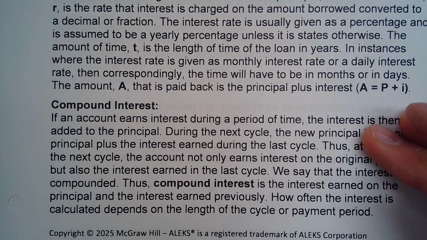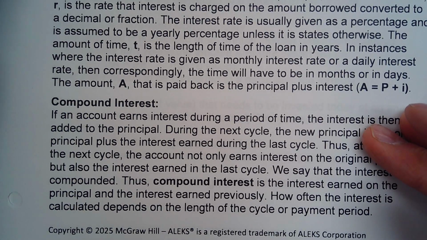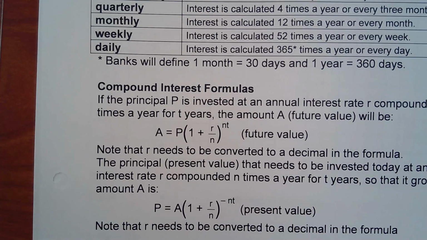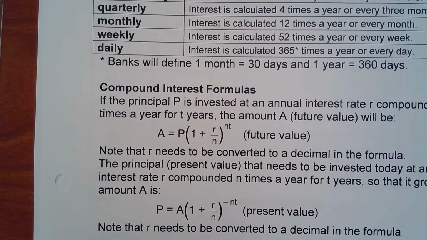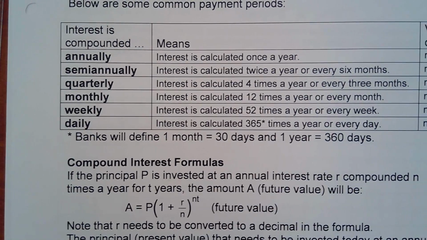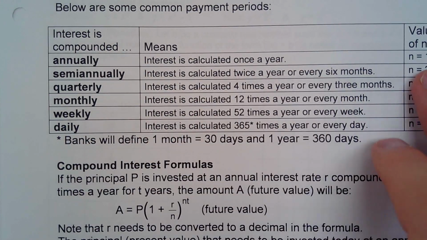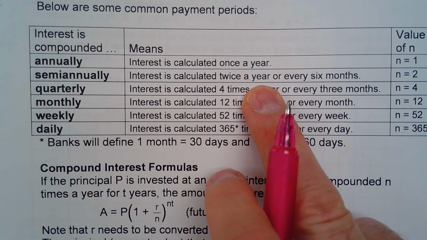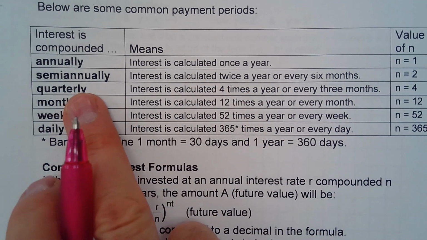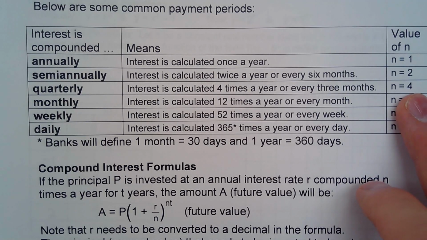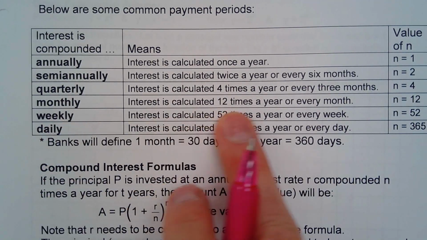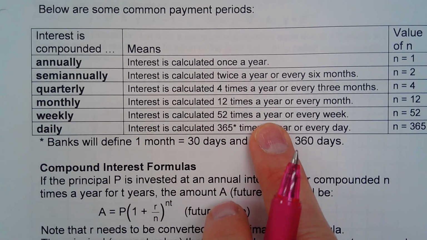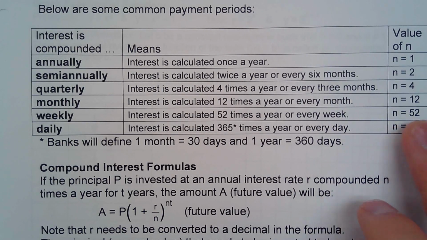How often interest is calculated depends on the length of the cycle or payment period. So here are some common payment periods. If interest is compounded annually, then it's once a year, so my value of n would be 1. Semi-annually is twice a year, so n would be 2. Quarterly is 4 times a year, so n would be 4. Monthly would be 12 times a year, so n would be equal to 12. Weekly would be 52 times a year, so n would be 52.